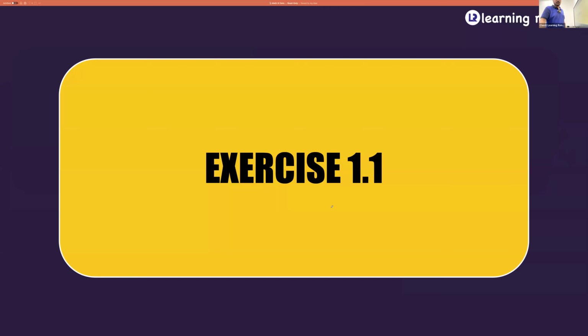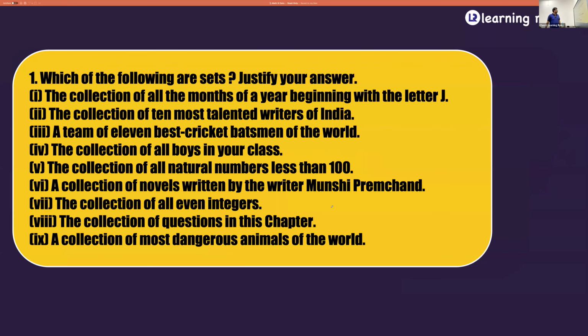We are done. So for exercise 1, let's try to answer this. Which of the following are sets? So the collection of all months of a year beginning with the letter J. What are they? Jan, June, July. Right. So it's a collection. Yes, it is right. 1 minute.